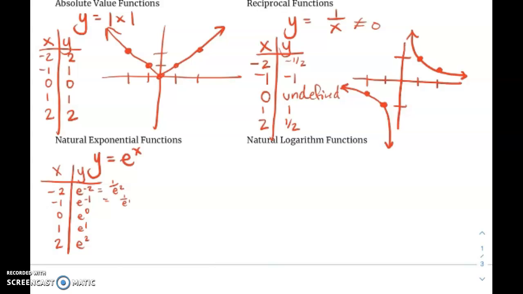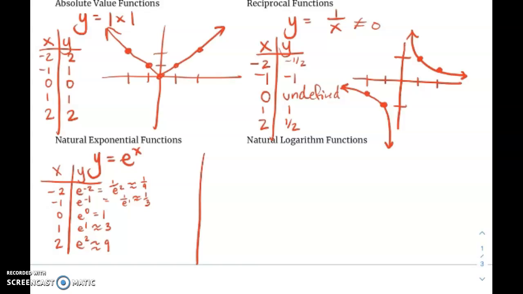It's an irrational number like pi, where the decimal just keeps going on forever. So we've got 2.7. Now, if we just approximate that as almost 3, then we can get a rough idea of these points. So 1 over 3 squared would be approximately 1/9. 1 over e would be approximately 1/3. Anything to the 0 is 1. E to the 1, so that'd be 3 to the 1st, is 3 approximately. And then 3 squared is approximately 9.